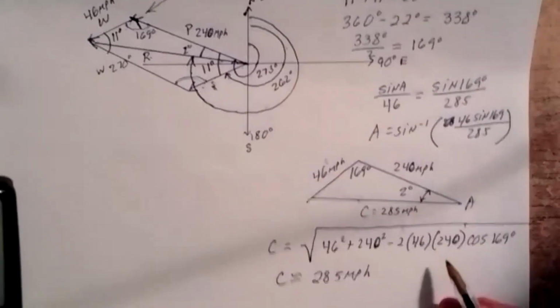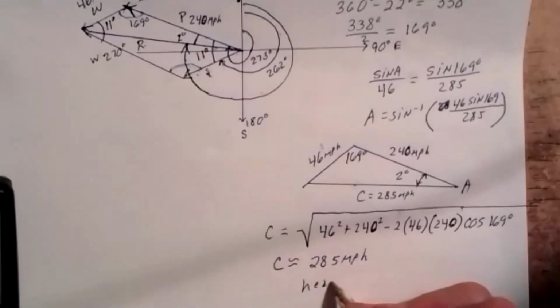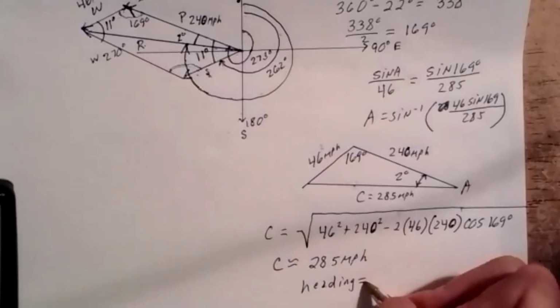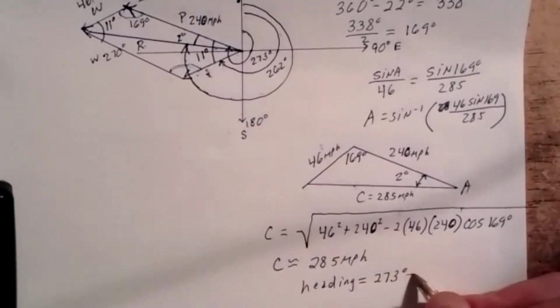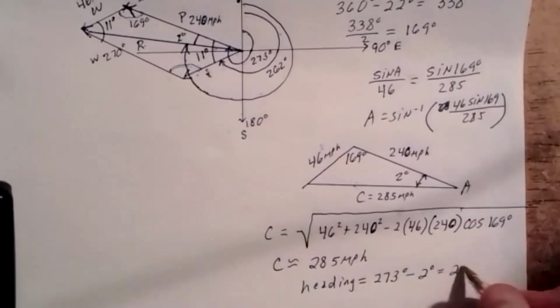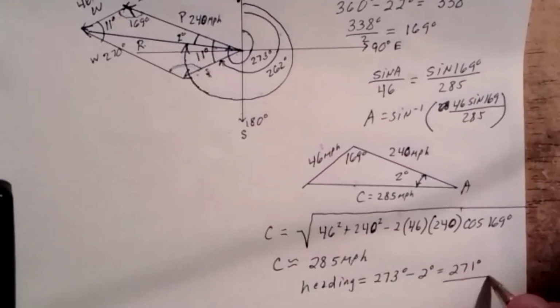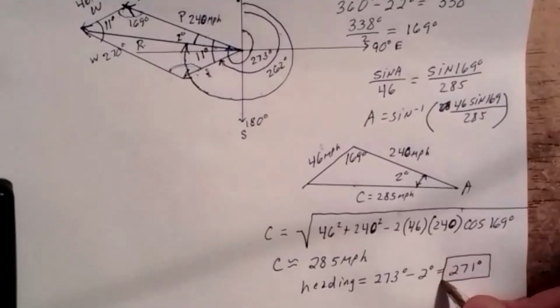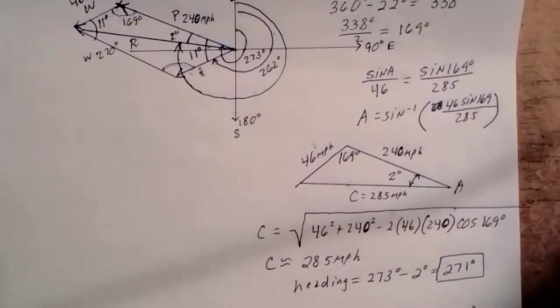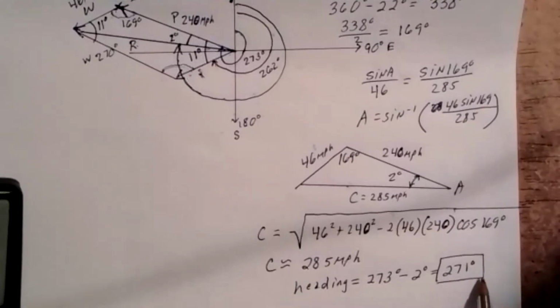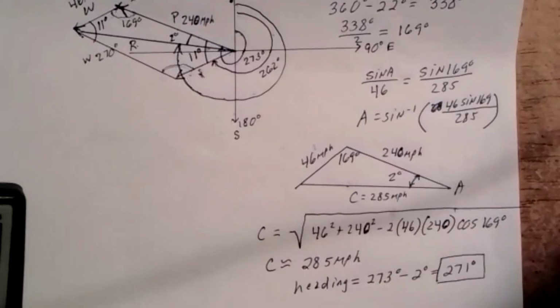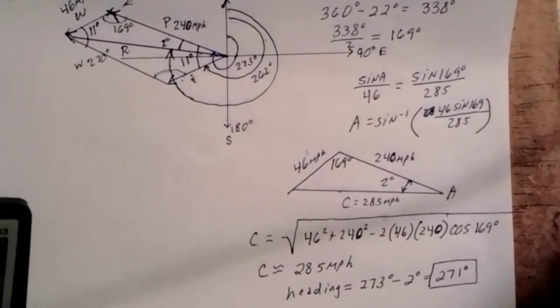So the true heading of the aircraft is going to be 273 degrees minus 2 degrees, about 271 degrees. That's its true heading due to the wind deflecting it off course. So the wind is deflecting this aircraft off course by about 2 degrees. 271 degrees at 285 miles per hour is the actual movement of that aircraft. Any questions about that problem, ladies and gentlemen?